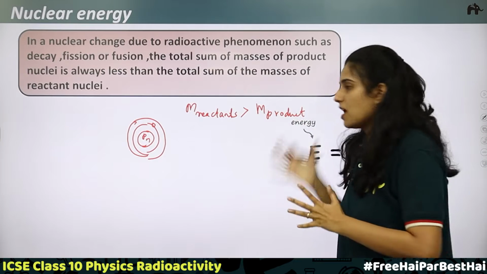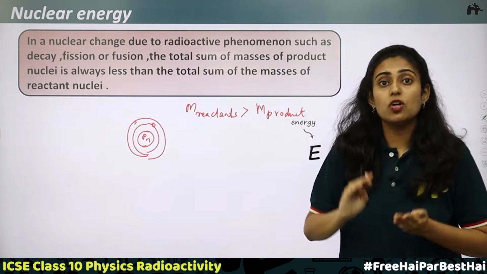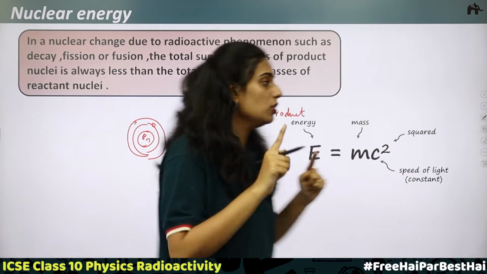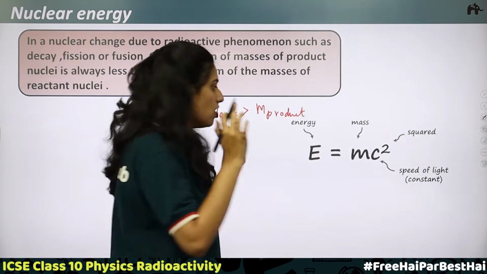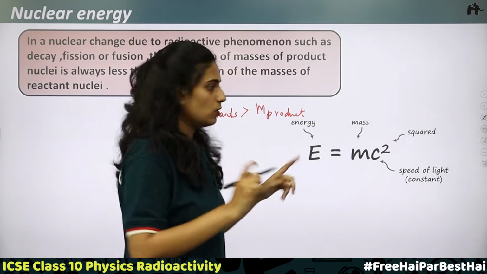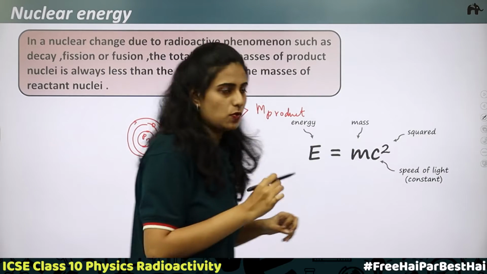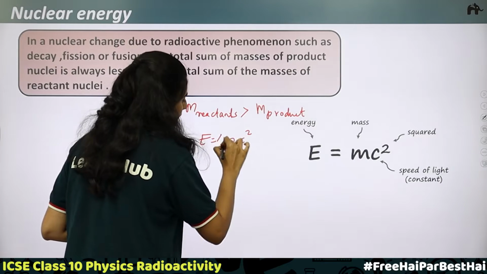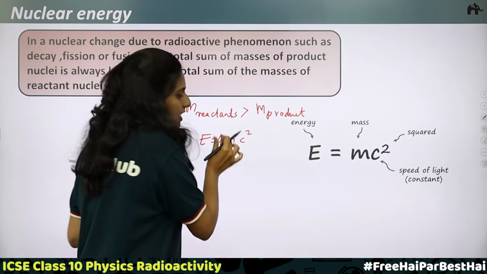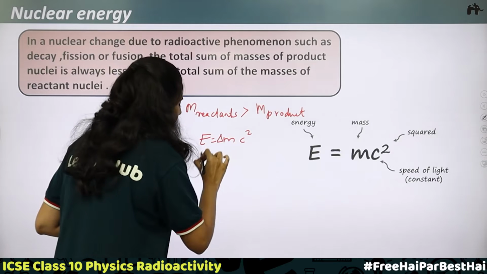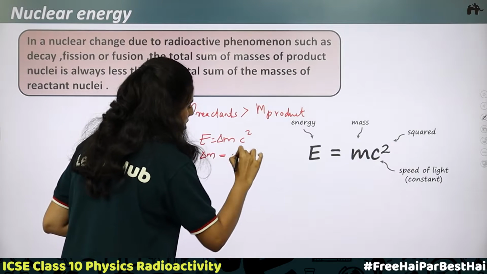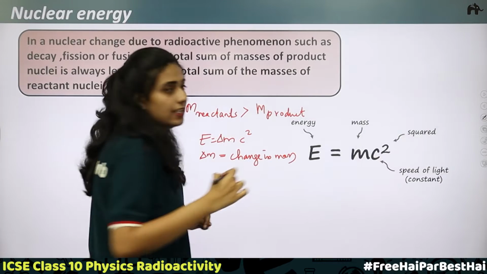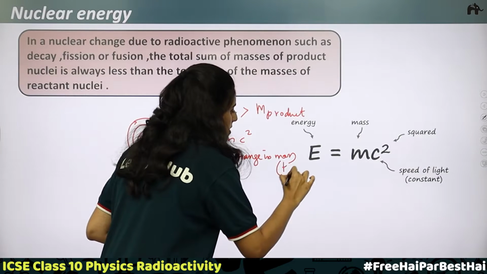So where does this mass go? This mass gets converted into energy, and this energy is called nuclear energy, according to Einstein's relativity. You will study this equation, E is equal to mc square, or delta m c square. What is delta? Delta is a small change. Delta m is the change in mass, which is taken in kilograms.